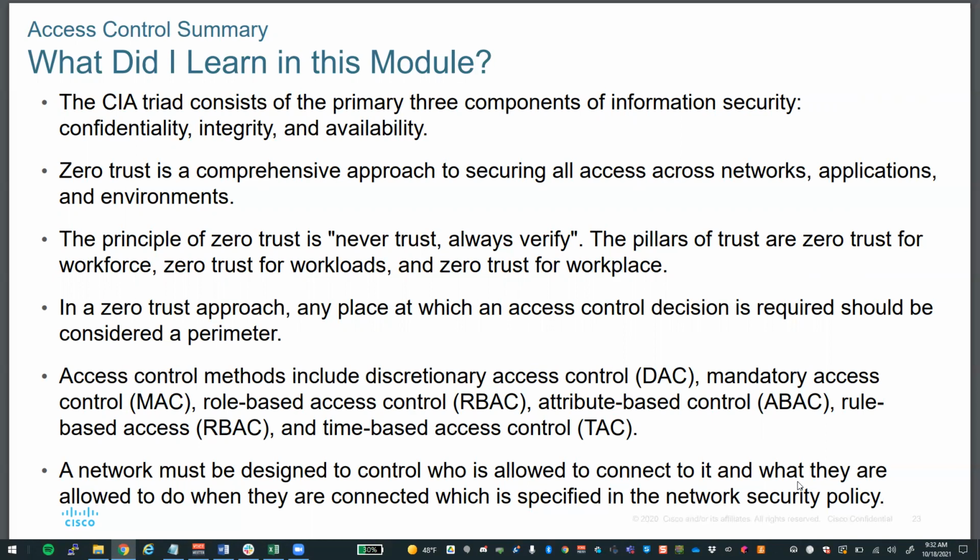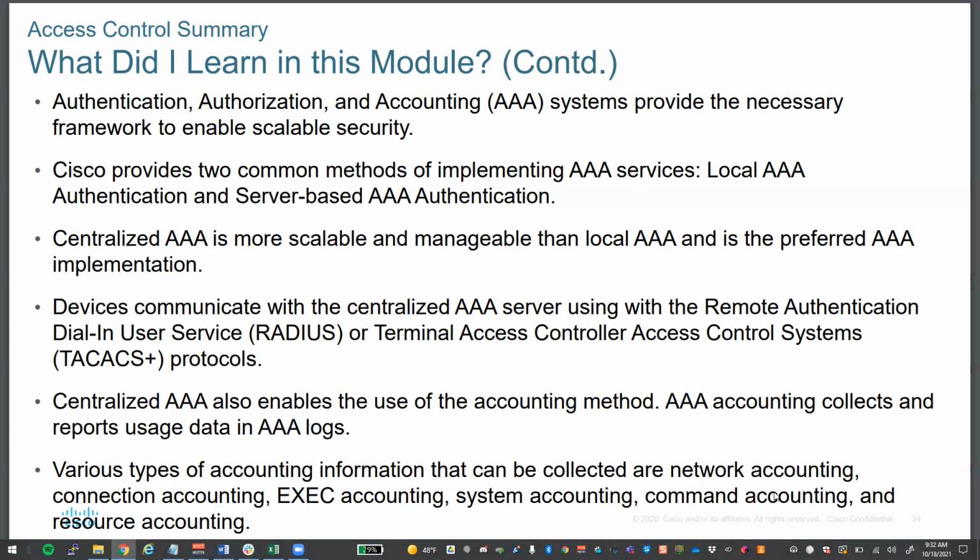In that approach, any place at which a user access control decision is required should be considered a perimeter. There are tons of different access control methods, whether you use DAC, MAC, RBAC, ABAC, etc. A network must be designed to control who's allowed to connect to it, what they're allowed to do once they're connected, and at what point it's being logged as to what they're doing. You can use AAA systems. Again, you'll need to know that acronym of authentication, authorization, and accounting.